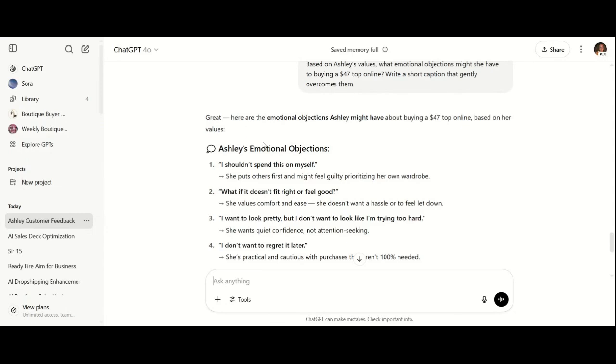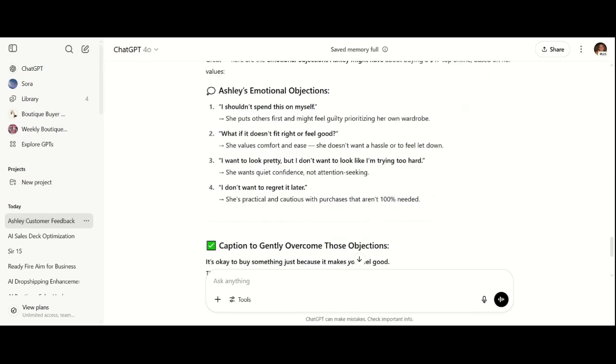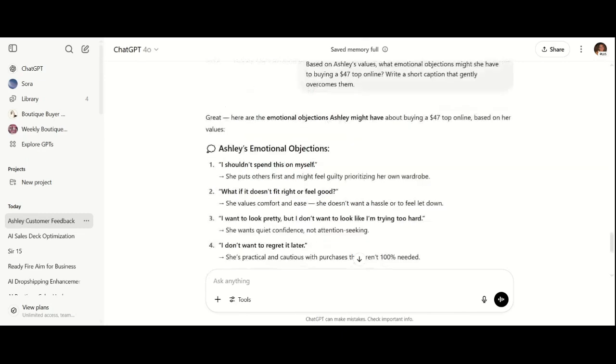Okay. So here's some emotional objections Ashley might have about buying. And $47 is kind of on the high end, but I just sold, I think, a $52 top and a $72 top to the same person a couple days ago, which surprised me because those are higher price points than I would typically sell. So that person obviously really liked those two tops, right? People are going to spend that kind of money on things that hit the right emotions. So let's see.